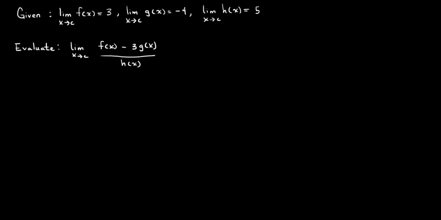Alright, so in this video we're going to do another example involving limits here. They're giving us some information. They tell us that the limit as x approaches c of some function f is equal to 3. They also tell us that the limit as x approaches c of some function g is equal to negative 4. And finally they give us some information about a function h, and they tell us that the limit as x gets closer to c of this function is equal to 5.